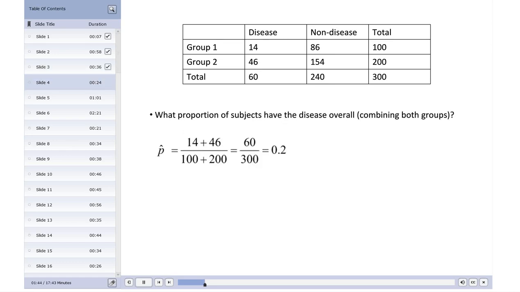The next question is, what proportion of subjects have the disease overall? In other words, if we combine both groups together. Looking in the table, we can see that there are 60 total people with the disease, 14 from Group 1 and 46 from Group 2. And there are 300 total people in the entire table, 100 from Group 1 and 200 from Group 2. So we just take 60 divided by 300 and get 0.2.